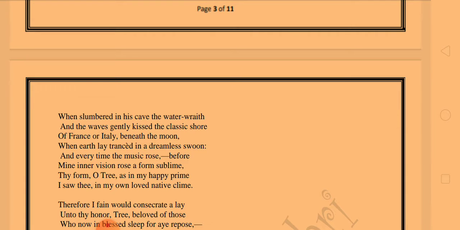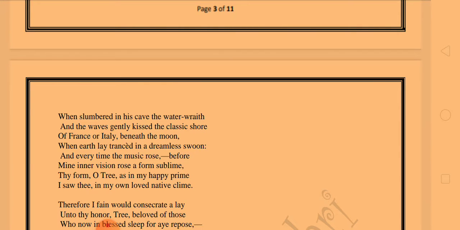When slumbered in his cave the water rat, and the waves gently kissed. The water rat is the ghost of the water, slumbering in its cave, and the waves strike the cave, and it hears some kind of song and gets up. Its sleep is disturbed. The waves gently kiss the classic shore of France or Italy.